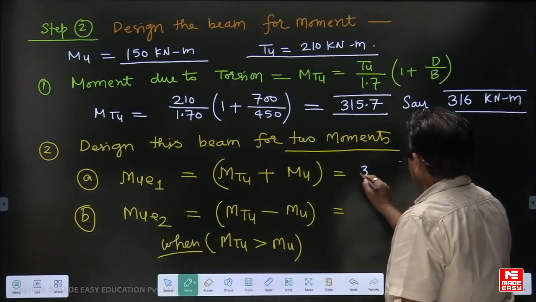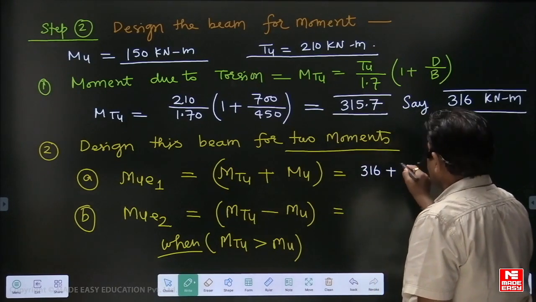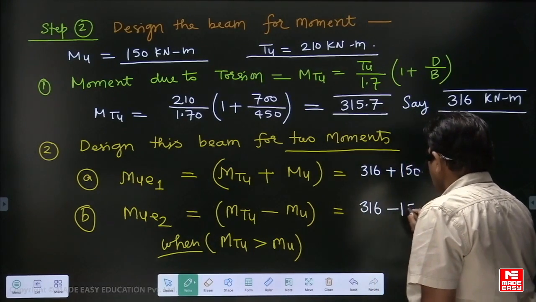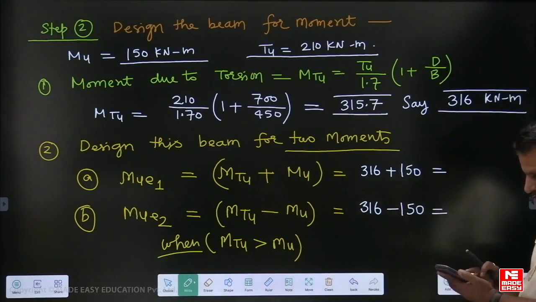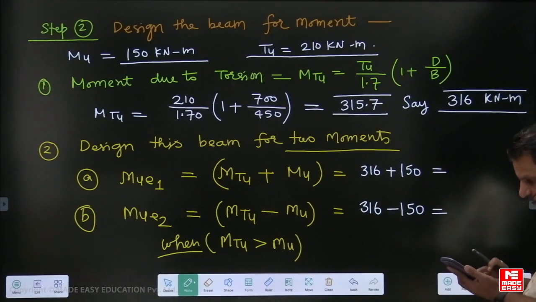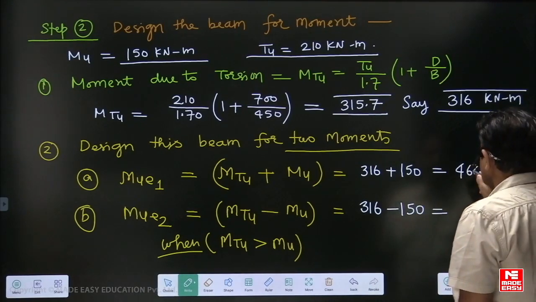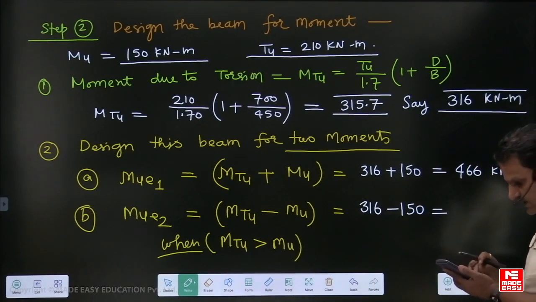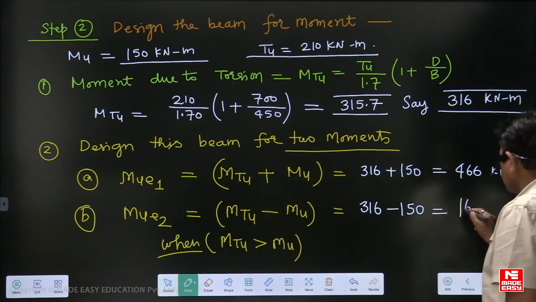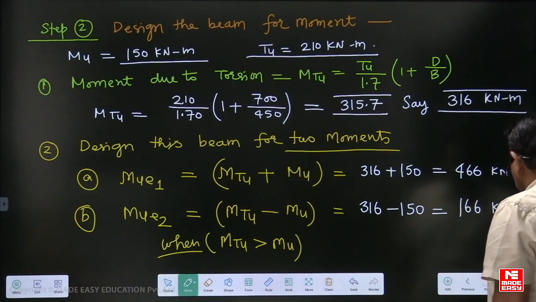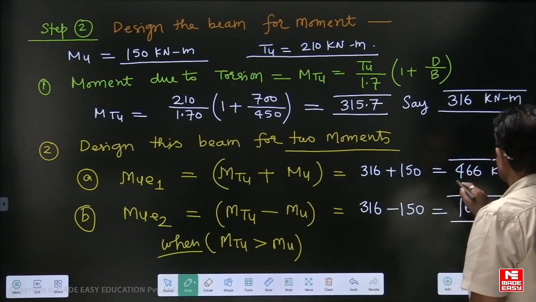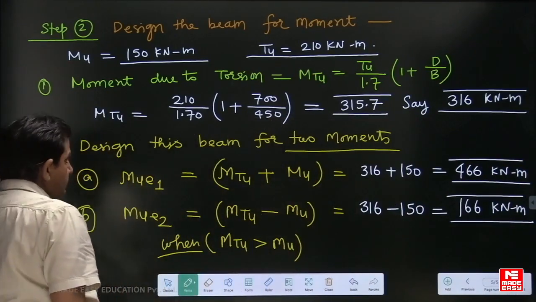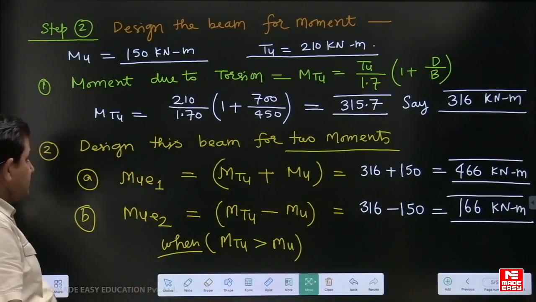This moment will become 316 plus 150, and this moment will become 316 minus 150. So the value will become 316 plus 150, which is 466 kilonewton meter, and this moment will become 316 minus 150, which is 166 kilonewton meter. But these two moments have to be designed in different ways. I will show you how to design for these two moments.